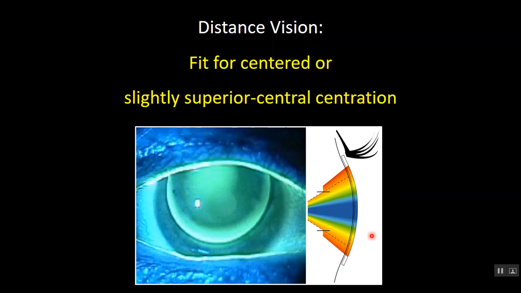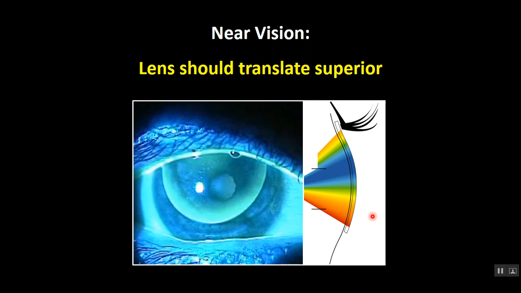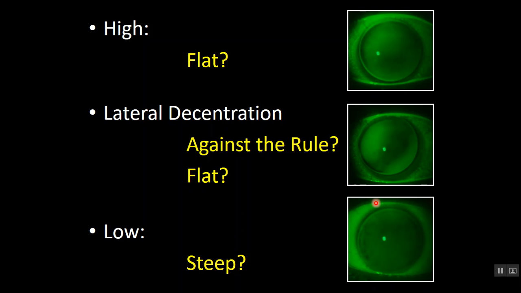So a well-centered lens or slightly superior central should provide good distance vision for the patient. Then when the patient looks down to read, that lens should translate up. The patient should be looking through more of the intermediate or near portion of the lens. So it's slightly based on a translating principle.